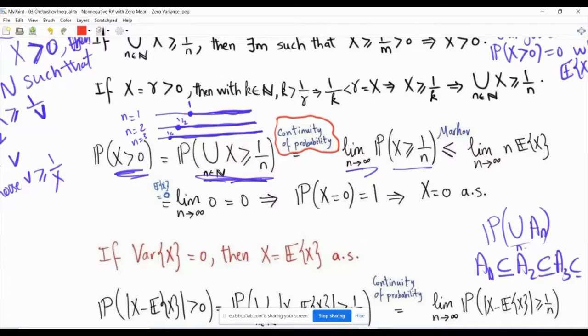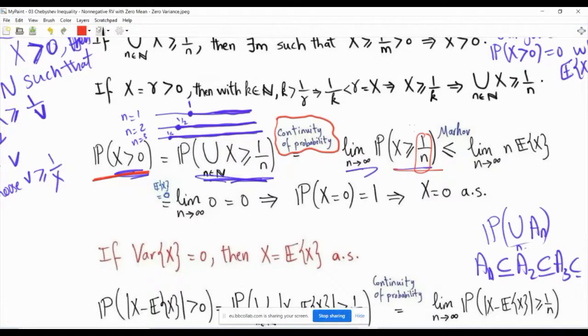Now what you need to show is that this probability that x is greater than 0, you can find the probability that x is greater than or equal to 1 over n, which is a positive number, and then take the limit. Because this guy now is a positive number, we can apply the Markov inequality.